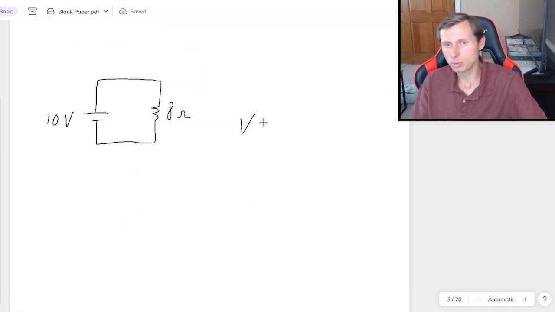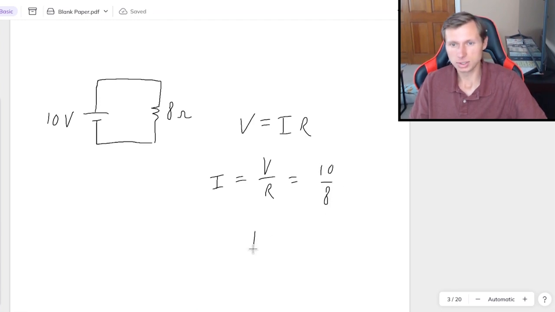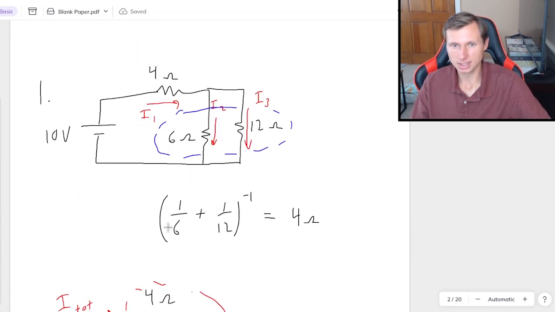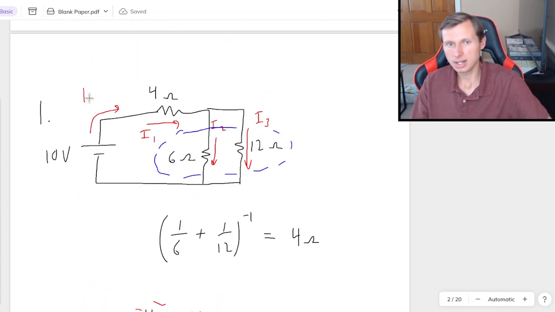So now I can use Ohm's law, V equals I times R, to easily find that current. Current's going to be voltage divided by R, which is 10 over 8. In other words, 1.25 amps. And so then going back to my original picture, I would say the total current coming out here is 1.25. I know that's going to equal I1 because currents that are in series are always the same. So I1 is going to be 1.25 amps.